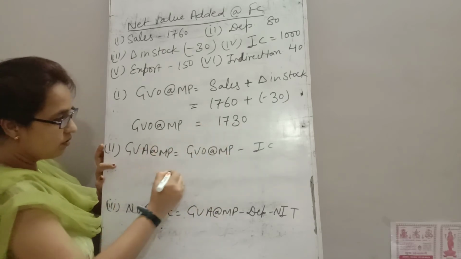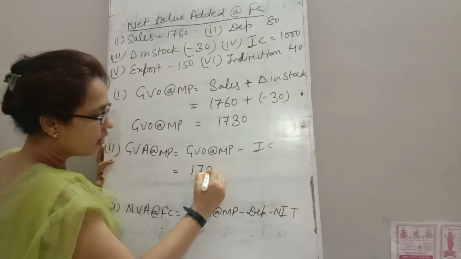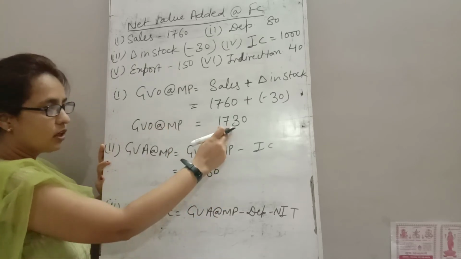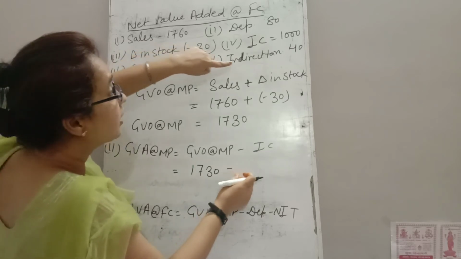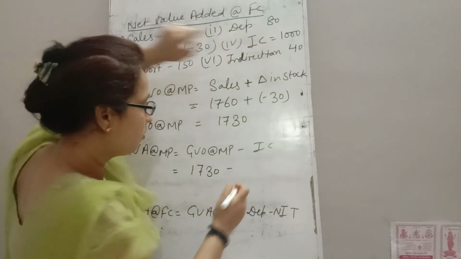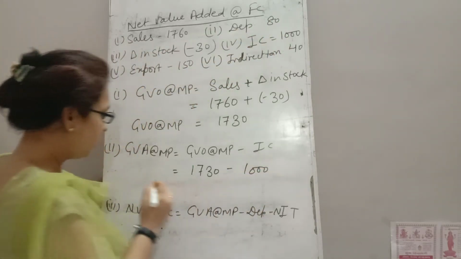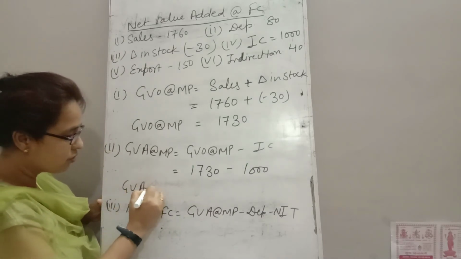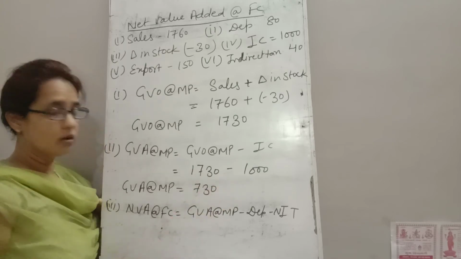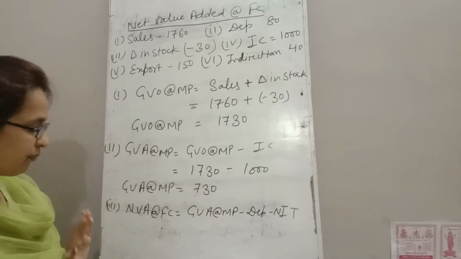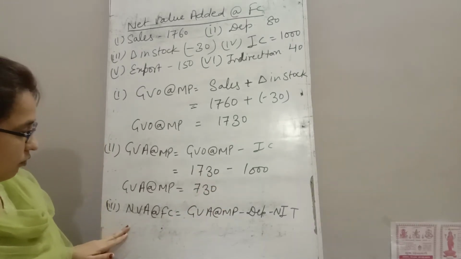Now GVA at the rate of MP. GVO at the rate of MP, you have already calculated, 1730, minus IC. How much IC is given, intermediate consumption? 1000. Clear? GVA at the rate of MP, how much are we going to get? 730. Clear?